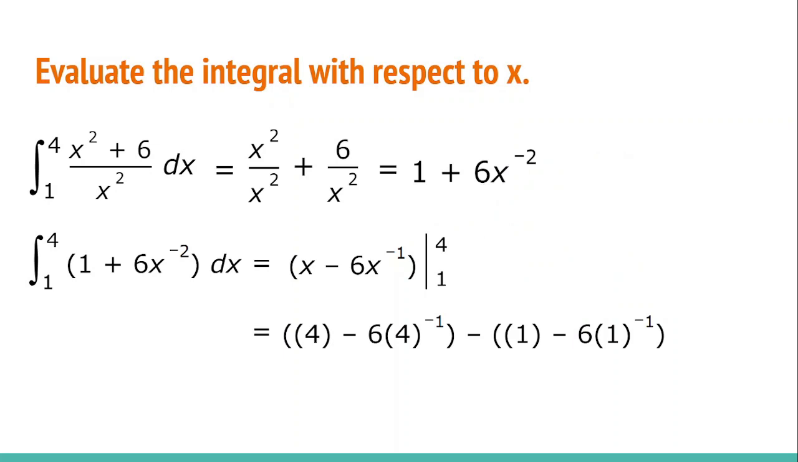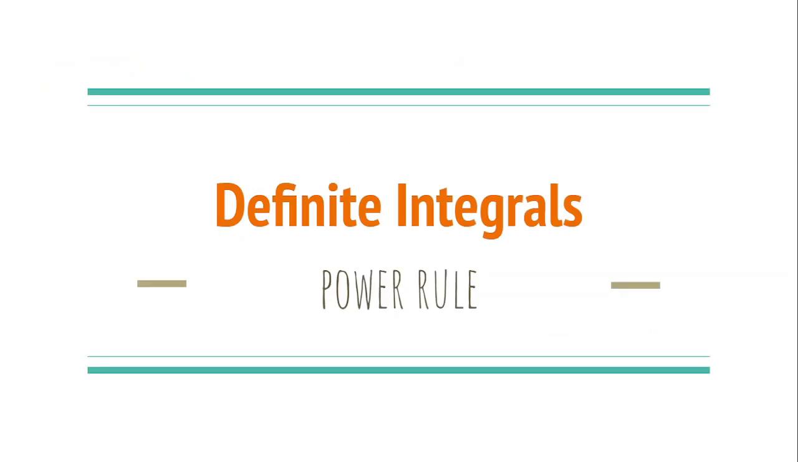You substitute 4 for x and substitute 1 for x. Find the difference between them. And finally, simplify that down to 15/2. And that's it. Great job. Now you know how to find definite integrals using the power rule.